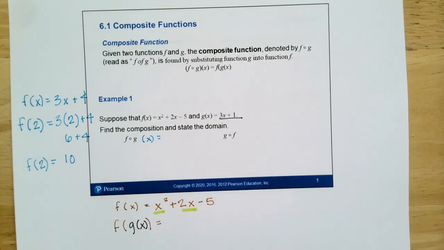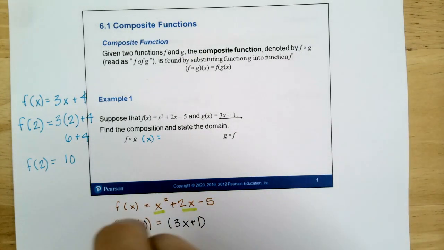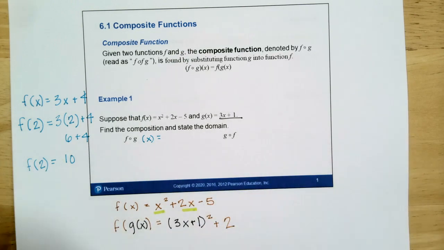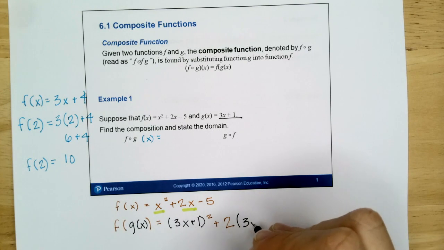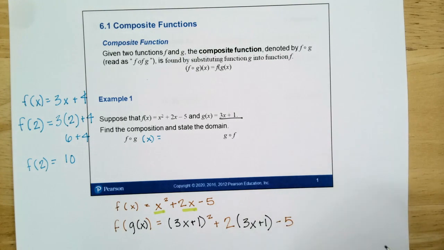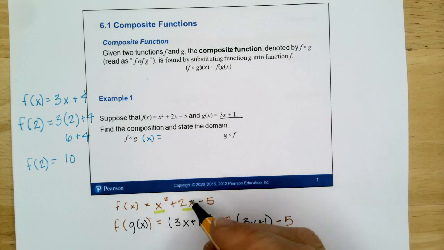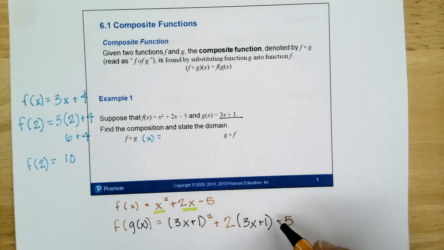is, instead of x squared, I'm going to put in, with parentheses, 3x plus 1 squared plus 2 times 3x plus 1 minus 5. Good? So I took all the variables x, and instead of putting in a number, I put in the entire g of x function. From here, it's just using your algebra skills. To square is to multiply something by itself, and then to distribute the 2, instead of just to x, now the 2 is being distributed to the 3x and to the 1.